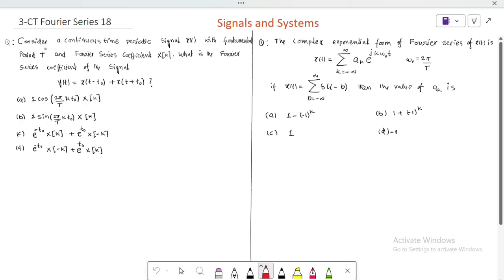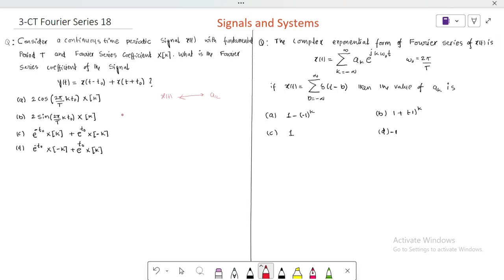So next question. Consider a continuous time periodic signal x of t with the fundamental time period T and Fourier series coefficient x of k. What is the Fourier series coefficient of the signal? In the question it is given that x of t has Fourier series coefficient ak. Then what is the Fourier series coefficient for y of t?